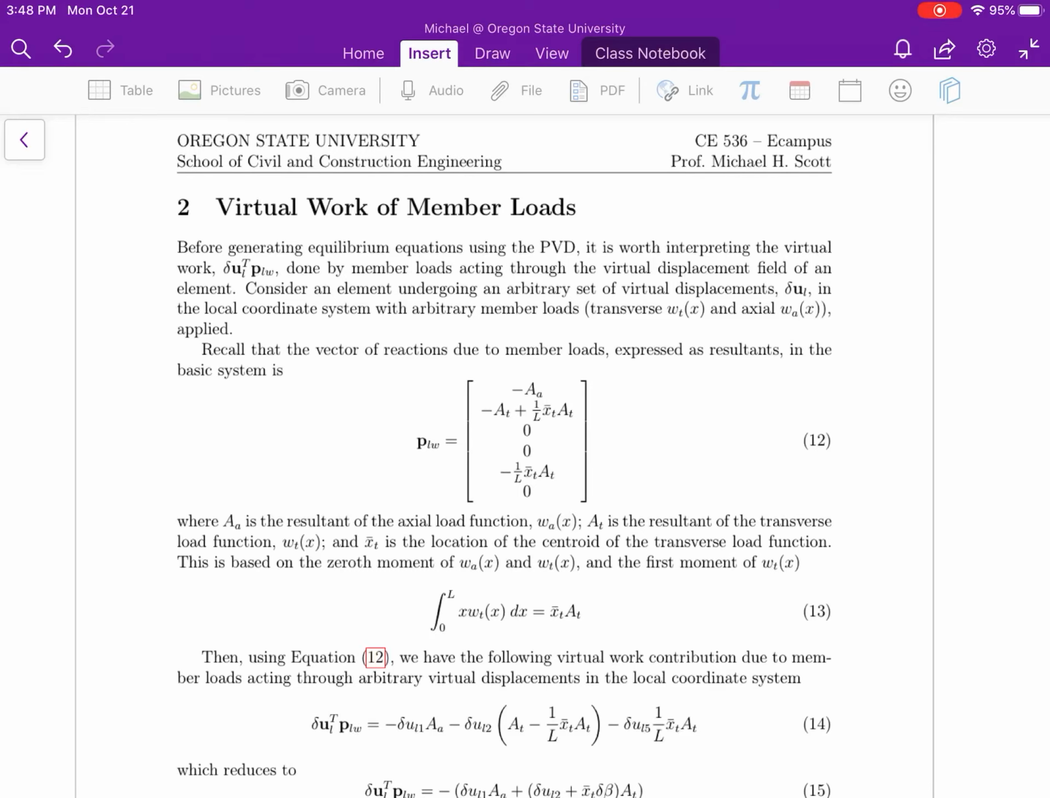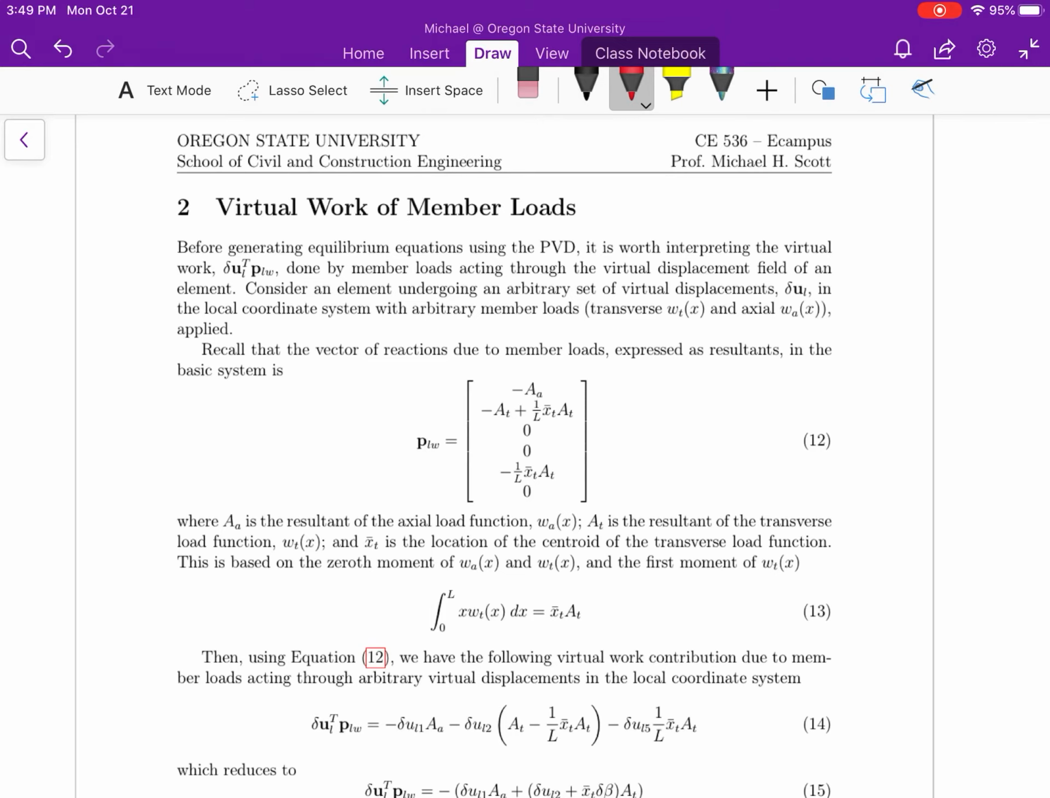Okay, so in this video I wanted to talk about the virtual work of member loads with the PVD. It takes a little extra consideration. But consider that we have, say, a beam element in the basic system, and it has some member loads applied. Let's call this W, transverse loads as a function of X, and then some axial forcing function, WA of X.